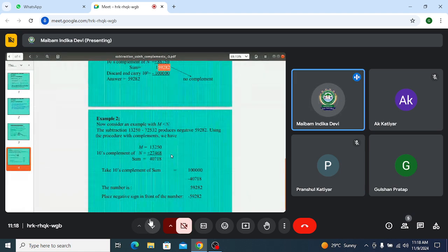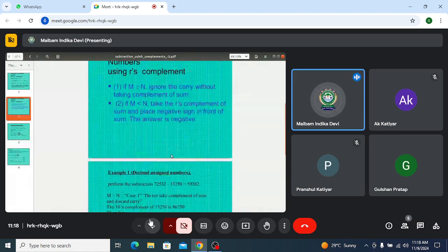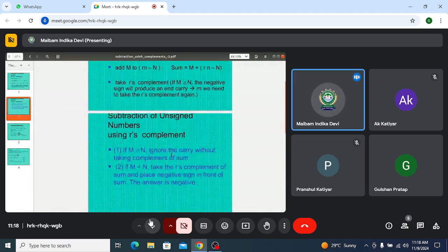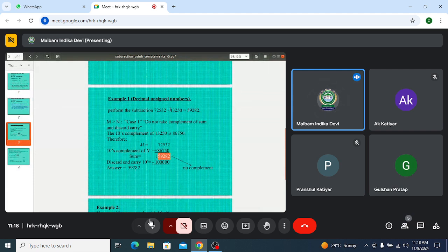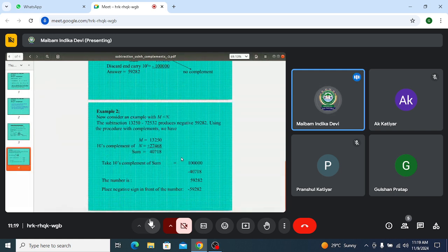Now, if the subtraction is using nines complement, I haven't included it here. What will you do? You take the nines complement of this number and add it with this value. If the result has an end carry, you add the carry to the least significant bit. If there is no end carry, you take the nines complement of the result again and place a negative sign in front. Understood the process?